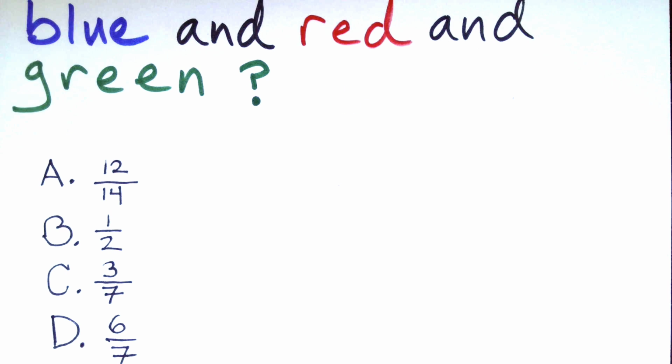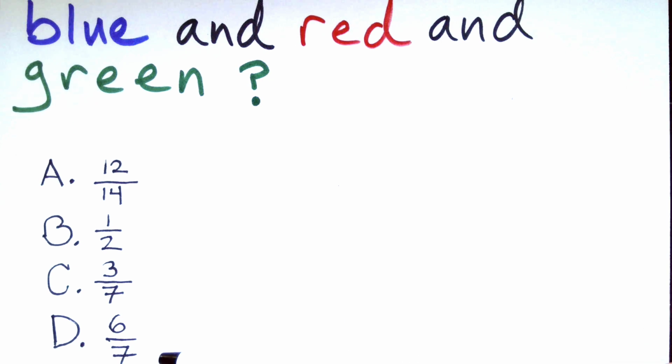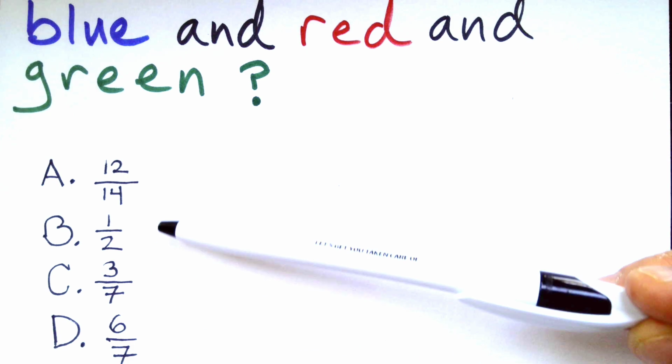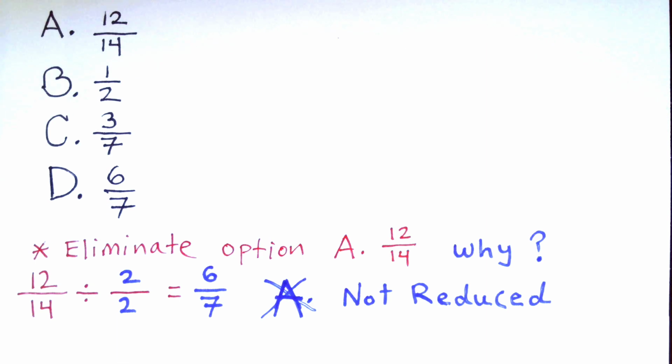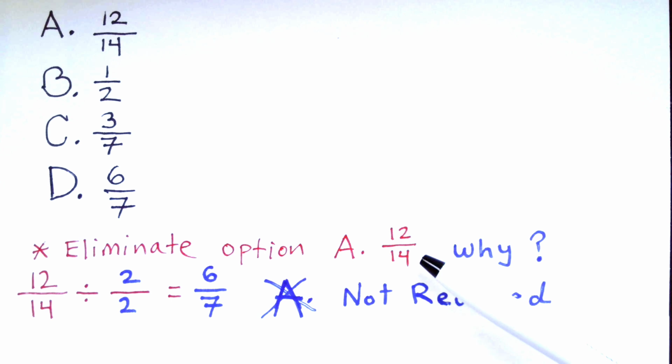All right, so you have option A, 12/14. Option B, 1/2. Option C, 3/7. Option D, 6/7. Take a look at options A, B, C, and D. Do you see anything wrong with any of these answer options? Well, yeah, there's a problem with option A, right? Eliminate option A. It cannot be option A, 12/14. Why? Well, because that option of an answer is not reduced. Every one of your answers always should be reduced, right?